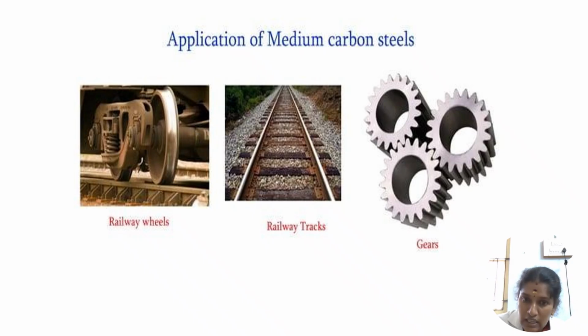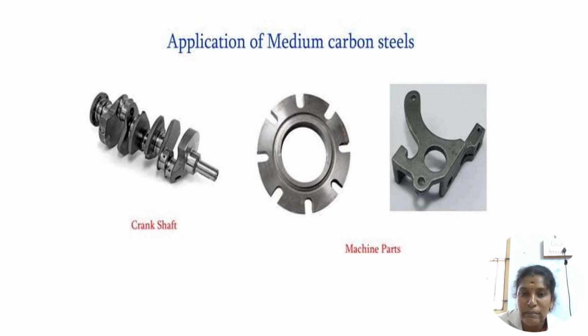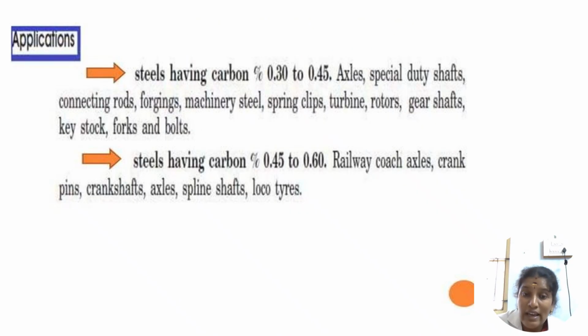So you can think, for which kind of loading can this be used? It is applicable for cyclic loading, not sudden loading. Medium carbon steels are mainly used for cyclic loading purposes, right? We have carbon content with varying conditions, varying percentages, and the application also varies. For 0.3 to 0.45 we have some applications, and 0.45 to 0.6 also has some applications.